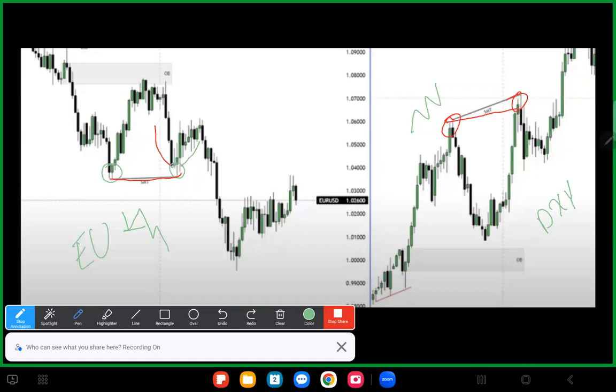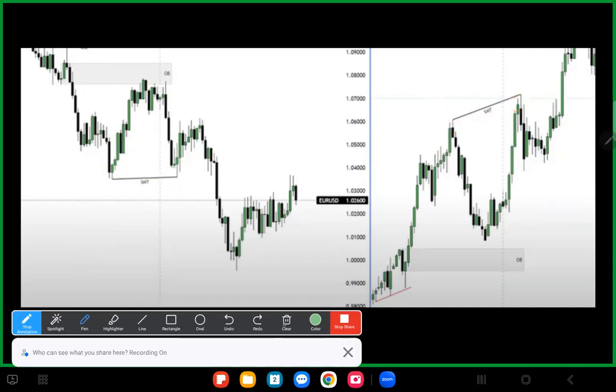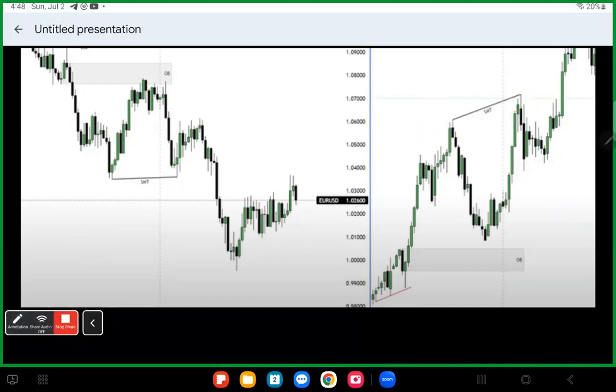But not every SMT will lead to these large price runs. It's just an early indication that there might be a change in the state of delivery that's going to take place in the market. All right, so that's an example of SMT amongst inversely correlated asset classes.